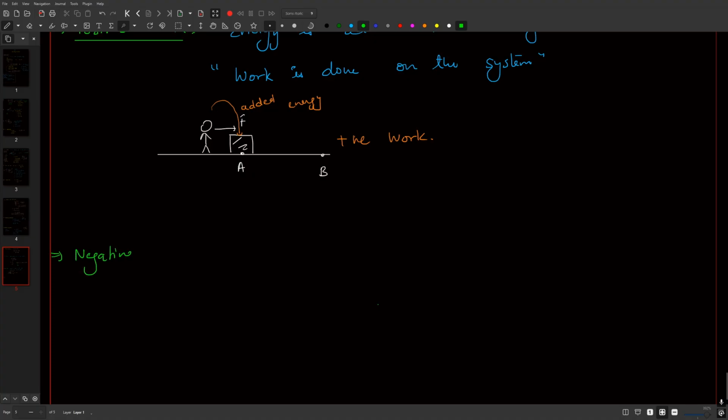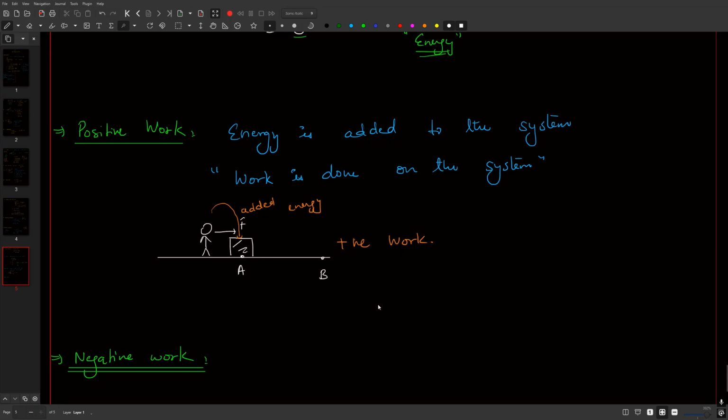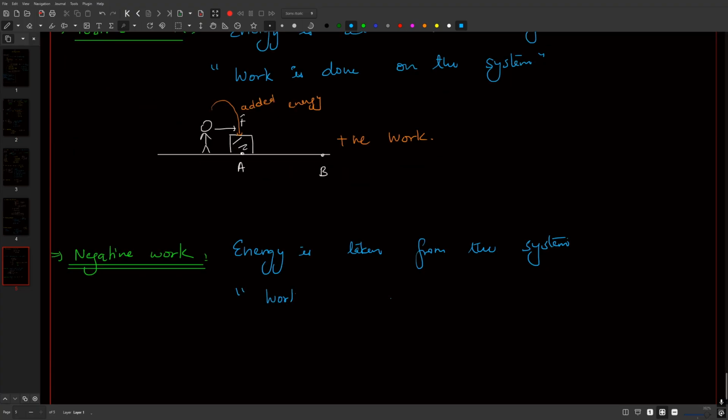If you remember the solutions and the problems which we just did, we calculated a negative value for work done whenever we were calculating the work by friction. What is friction? Friction is an opposing force. So negative work simply means energy is taken from the system. This can also be written as work is done by the system.